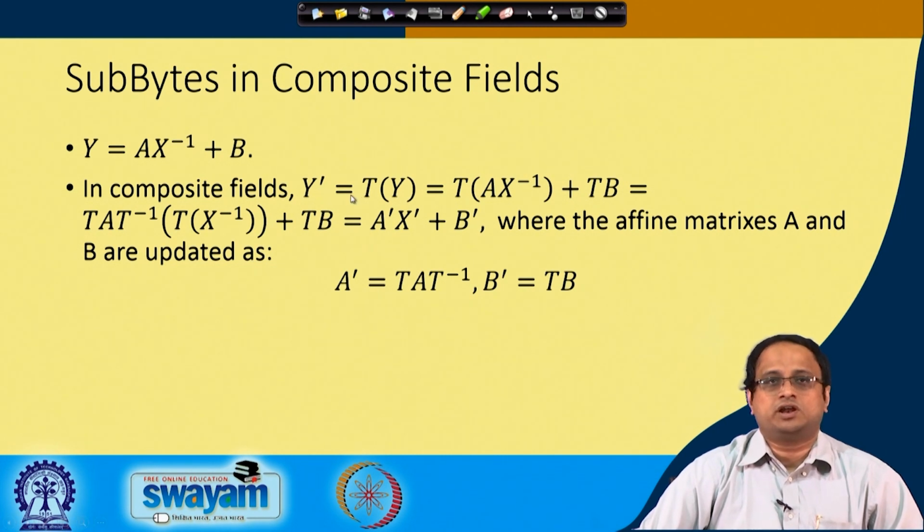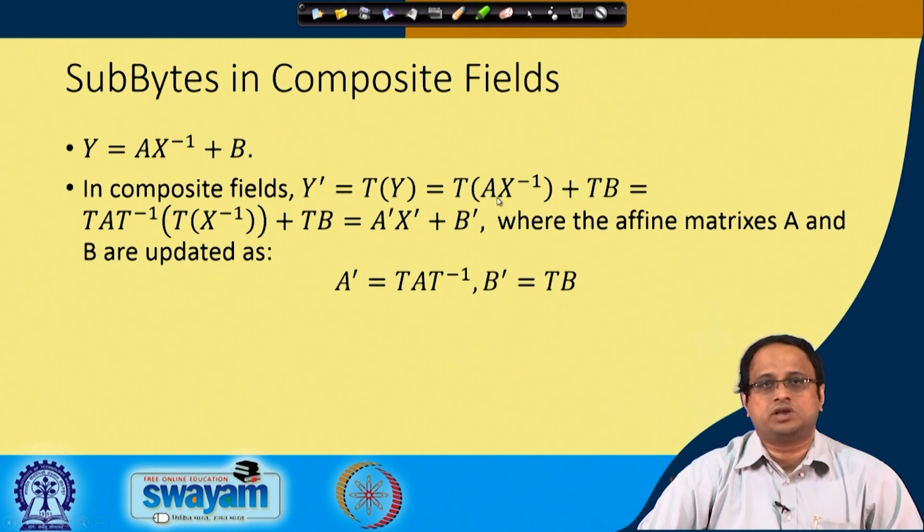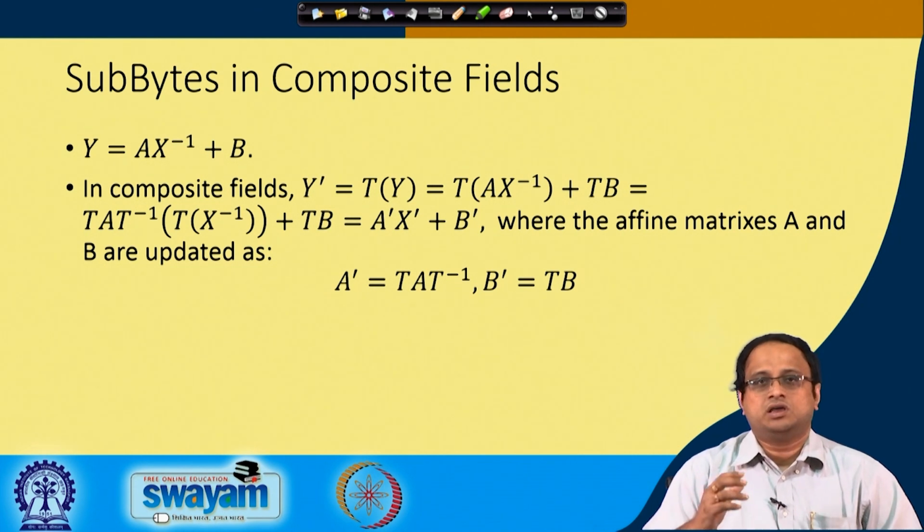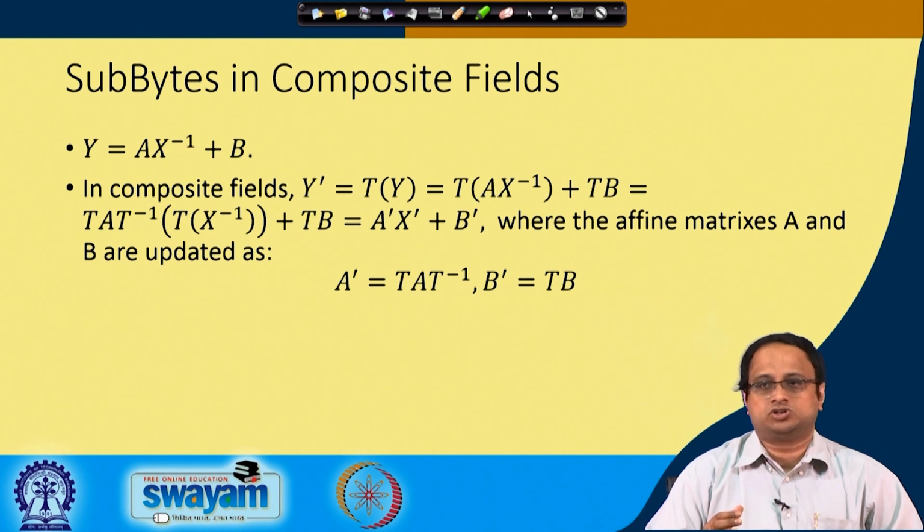Okay. So what you want is this: Y is nothing but, if you plug in Y equal to AX inverse plus B into this equation, then you are basically doing AX inverse plus B, and then you are applying a T map on that. And remember that T is a linear mapping, so I can distribute this and get TAX inverse plus TB. Okay. So basically what I am trying to explore here is whether I can combine the composite field inverse with the affine mapping in one single shot. If I do that, then you will see that I have got TAX inverse plus TB.